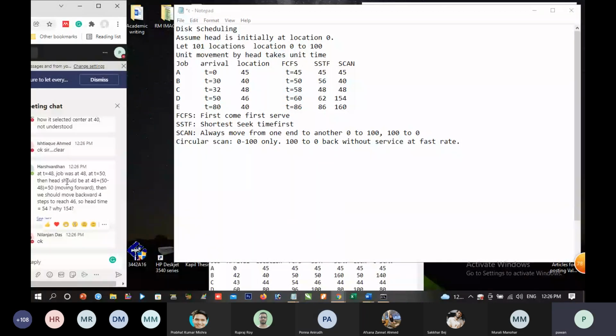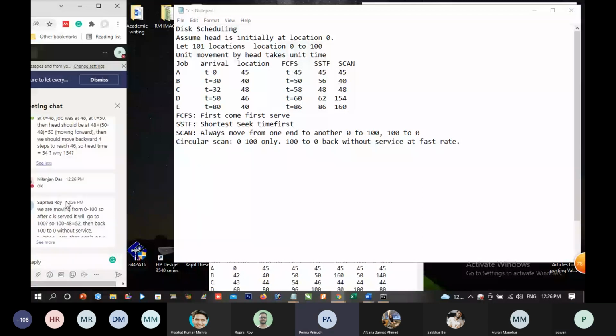At t equal to 48, the head was at 48. At t equal to 50, the head should be at 48 plus 50 minus 48, equal to 50, moving forward. Then we should move backward 4 steps to reach 46. So the head time is 54.